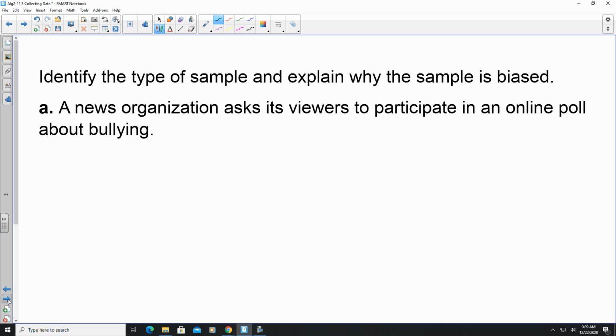All right, so now, like I said before, there are advantages and disadvantages of choosing certain types of samples. One of the disadvantages of some of these sample types is they may create what is called a bias. The definition of a bias in this case is an error in the results that may misrepresent the population.